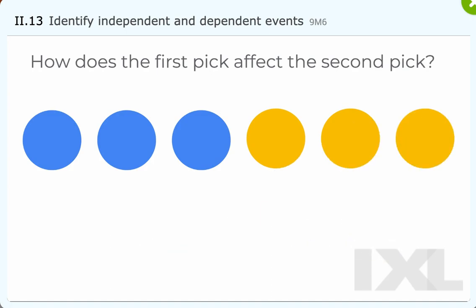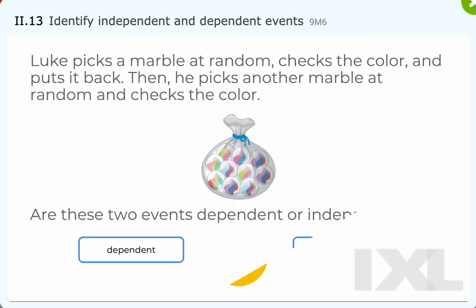Let's take a look at a specific case to make sure we understand why the outcome of the first pick affects the second one. If Elena picks a yellow marble first, what happens to her second pick? Her second pick is now more likely to be blue and less likely to be yellow, so the first pick affected the second one. Let's do another one.